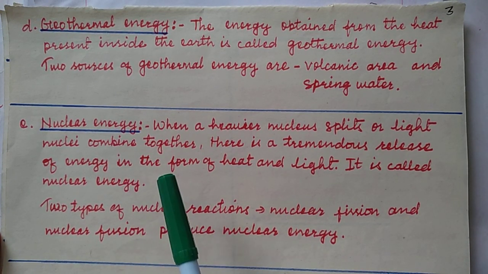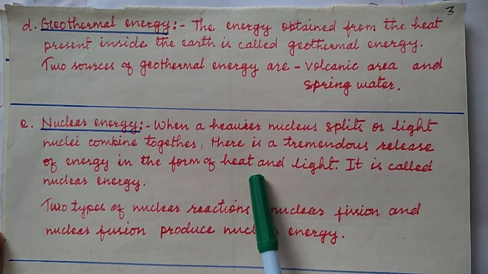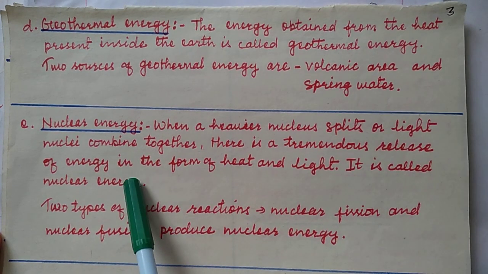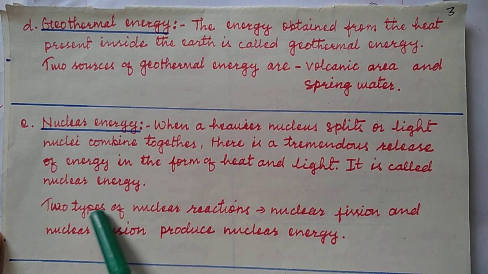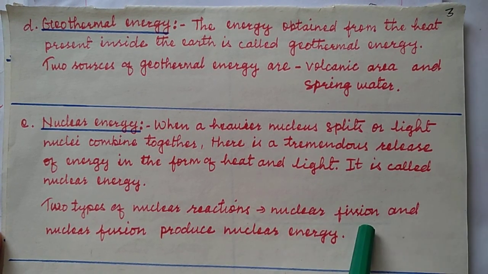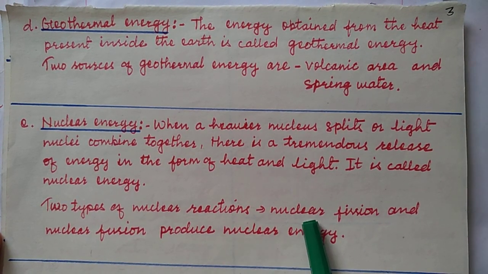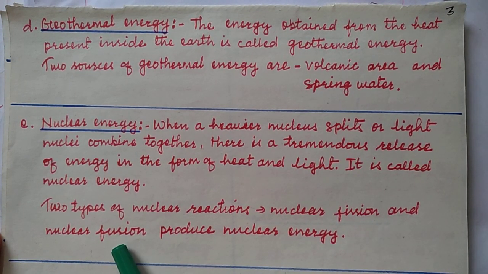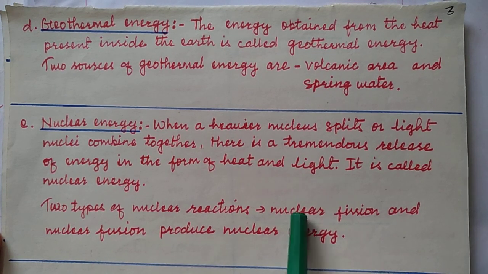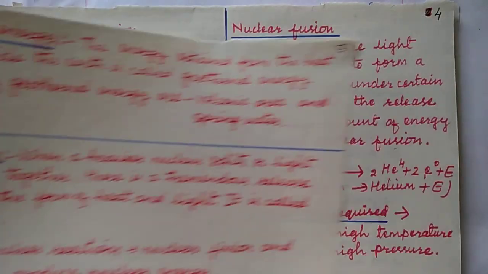Okay, so reaction occurs at the level of the nucleus, and at that time a tremendous amount of energy is released, and this is called nuclear energy. Two types of nuclear reactions, nuclear fission and nuclear fusion, produce nuclear energy. Fission means breaking up, and fusion means combining. So fission and fusion reactions produce nuclear energy.